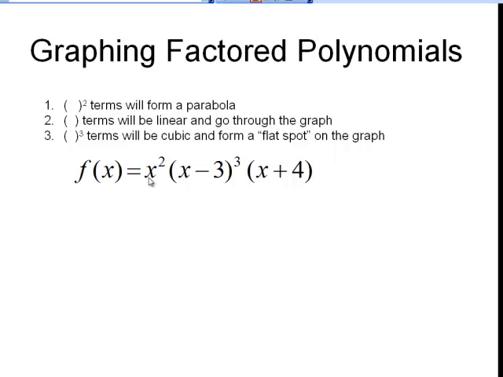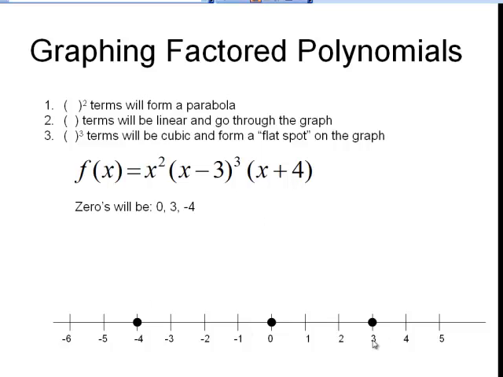First you find the zeros. There's nothing next to x, so that's 0. The minus 3 means you have a positive 3, and a plus 4 means you have a negative 4. You take the opposite of those numbers, and I put those on a number line. 3, 0, and negative 4.